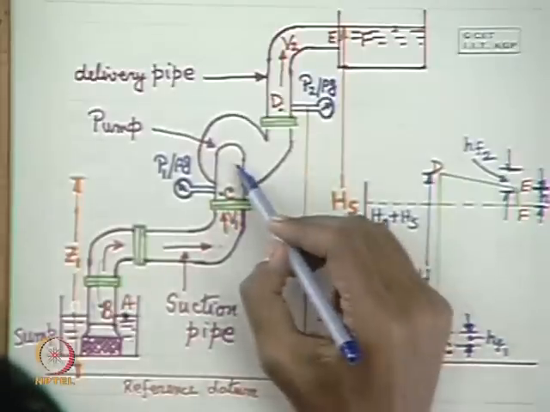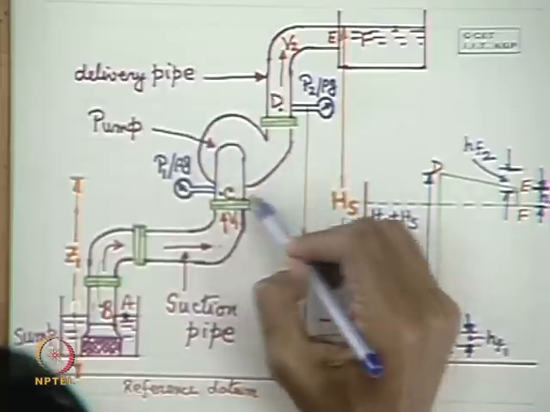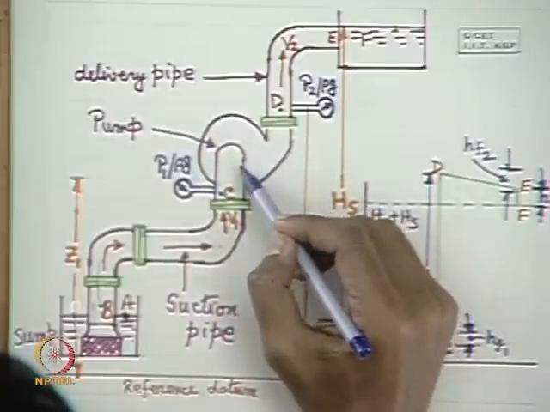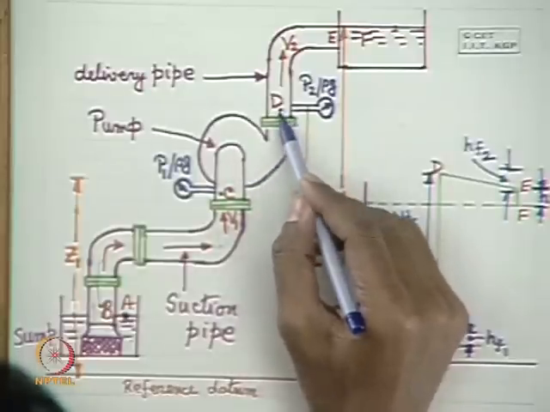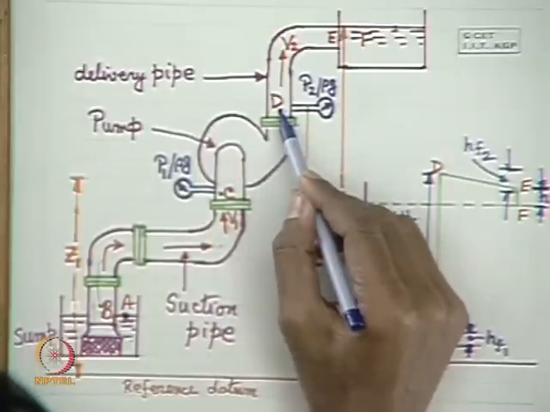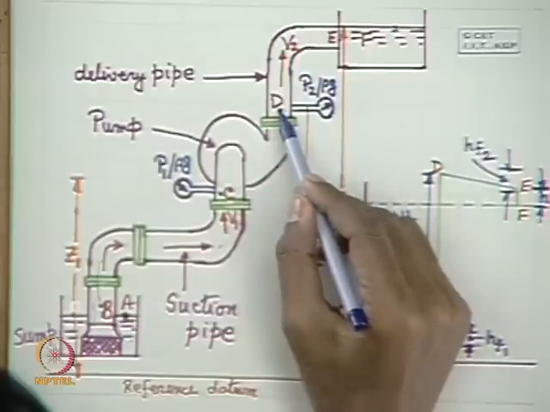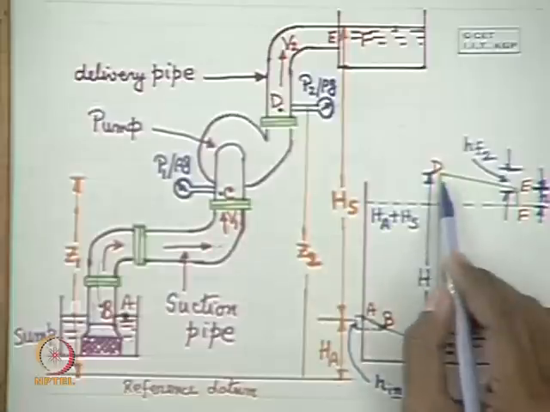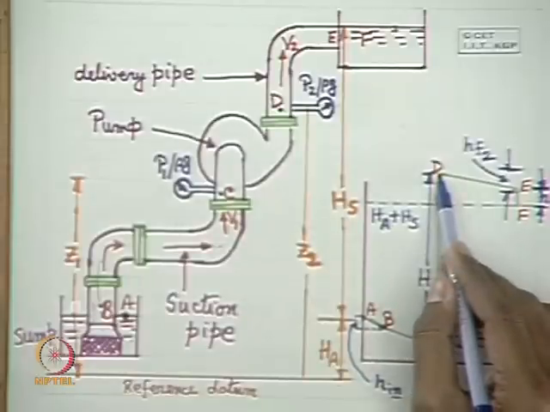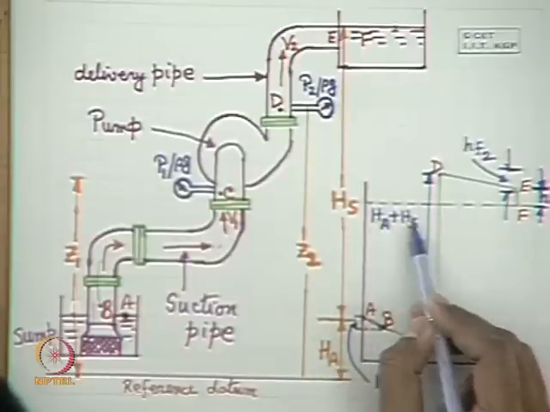Then what happens? While the fluid comes to the pump, it gains energy. This is the basic principle of the fluid machines, where the energy is imparted to the fluid while it flows through the rotor and stator of the pump, and when it comes out of the pump at D, total energy or head is developed by the fluid, the basic principle of the pump. So there is a straight increase of the head to a point D. Now this line is HA plus HS.